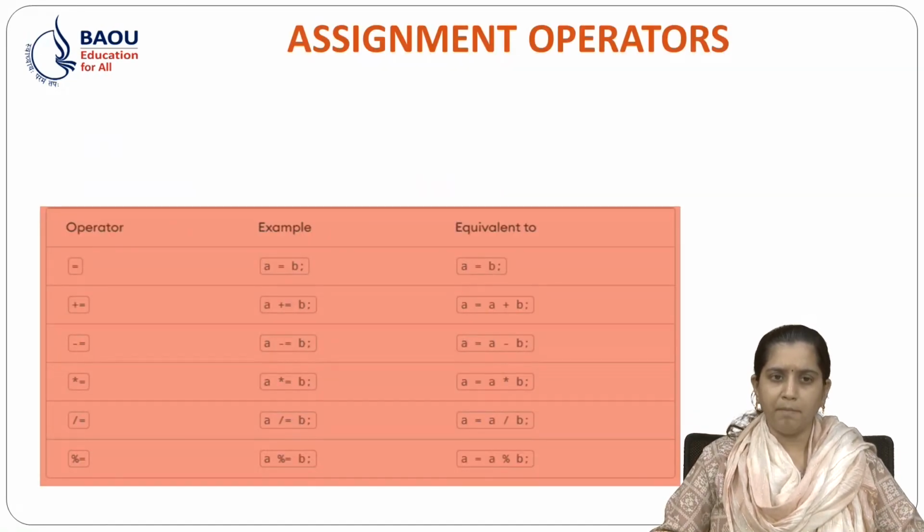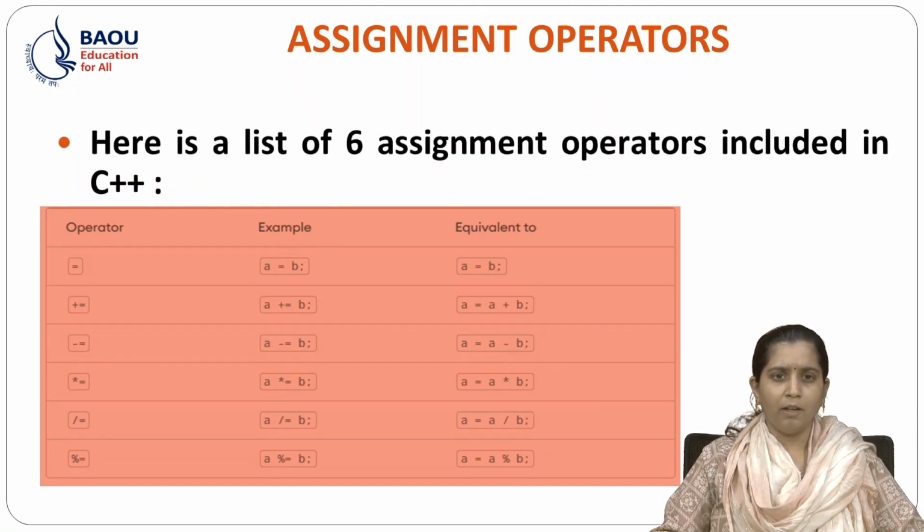Let's see assignment operators. Here is a list of 6 assignment operators including equal to, plus equal to, minus equal to. What are assignment operators? Assignment operators assign values to the variable. Let's see one example of assignment operators.